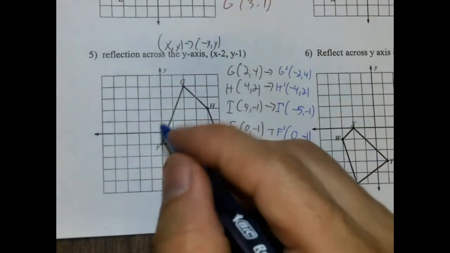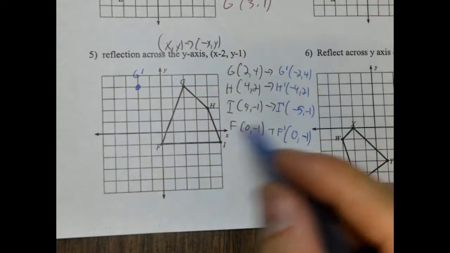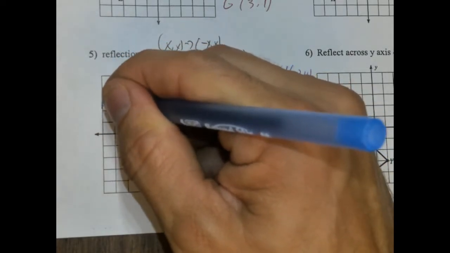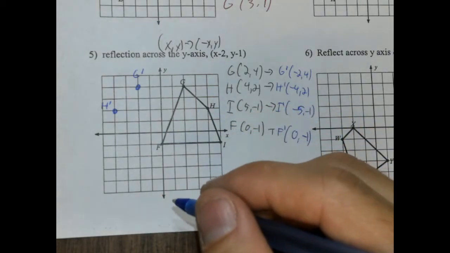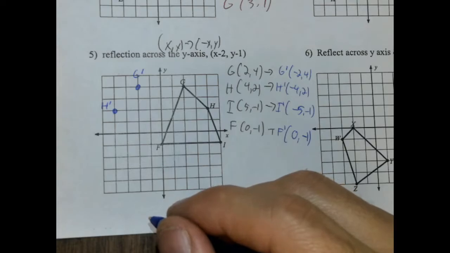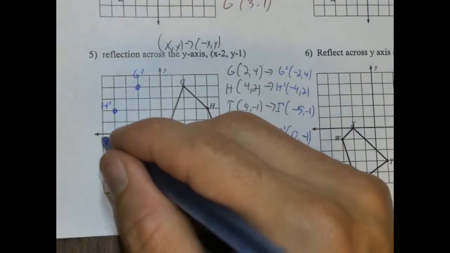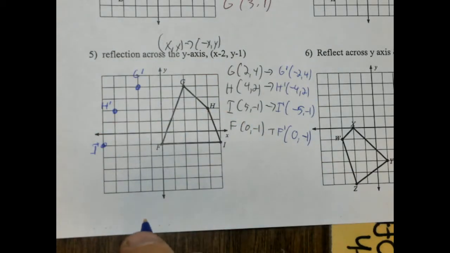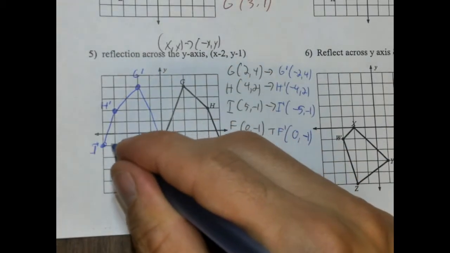Okay. So -2, 4. That's our G prime. -4, 2. That's our H prime. -5, -1. Wait, doesn't look right. Yeah, -5, -1, there we go. That's I prime. And F prime stays right where it is. Okay. Alright, we're good. It's congruent.